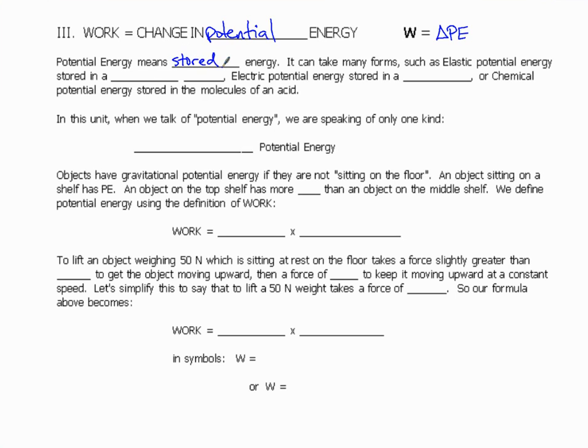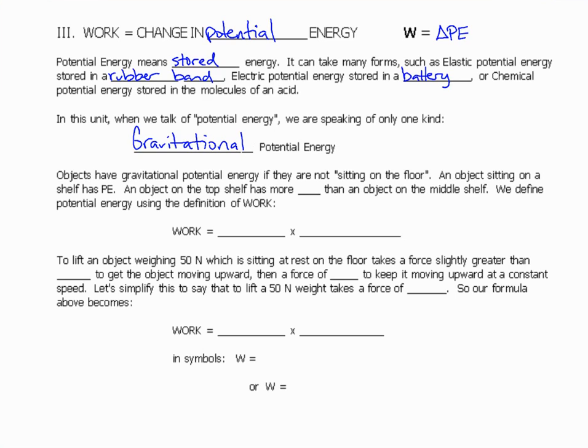It can take on many forms, such as elastic potential energy stored in a rubber band. It could be electrical potential energy stored in a battery. Or it could be chemical potential energy stored in the molecules of an acid. In this unit, when we talk of potential energy, we're speaking of only one kind. That is gravitational potential energy.